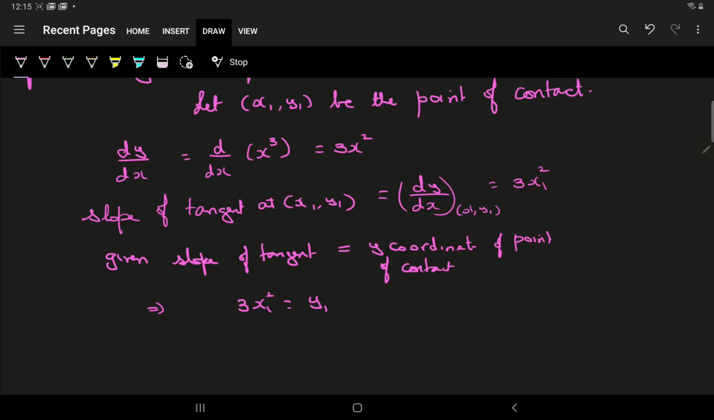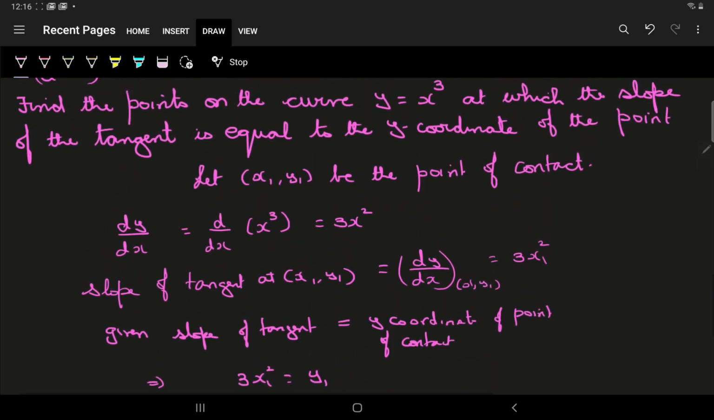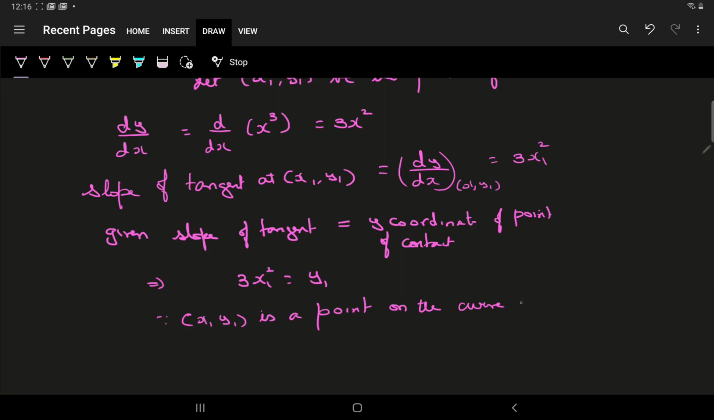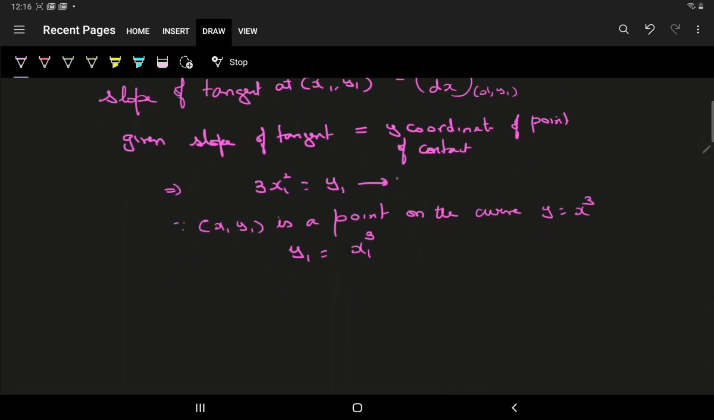And since x1 y1 is a point on the curve, it must satisfy the curve equation, which means y1 should be equal to x1 cube. So, let us try to solve these two equations. So, we got one relation between x and y as 3x1 square equal to y1, and we got a second condition that y1 is equal to x1 cube.